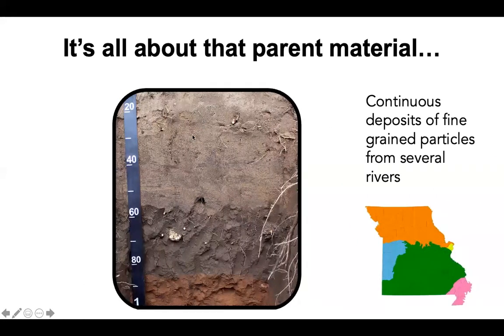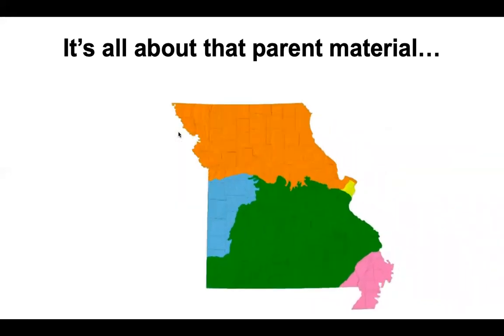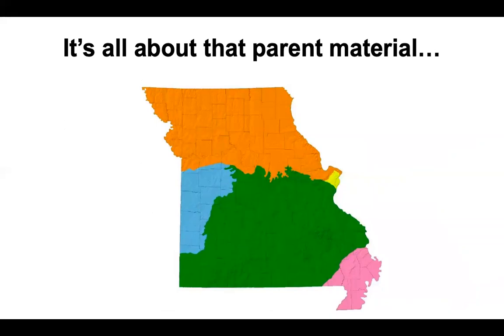So this is an example of alluvium. And you can see 3 different times where they got huge deposits of different parent material. And this is a pretty distinct layering here of when these more fine-grained particles were deposited. So that gives us some pretty distinct patterns of soil orders.